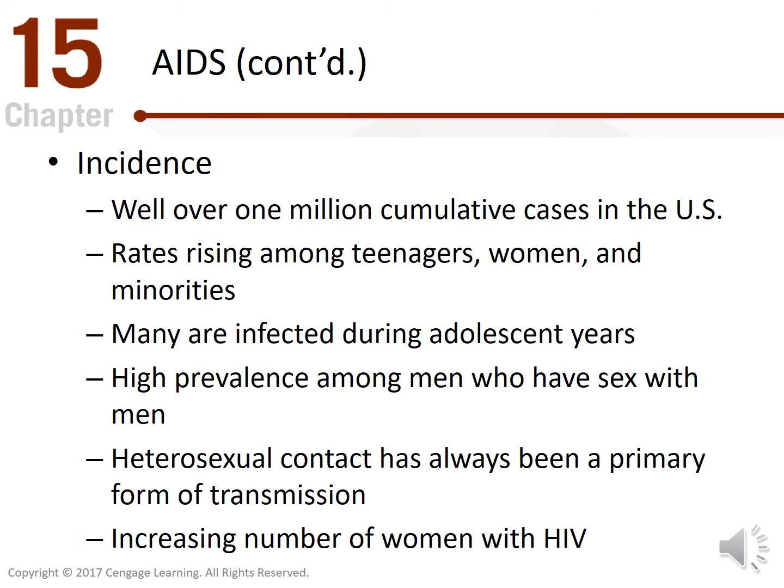Incidence. Well over 1 million cumulative cases have occurred in the U.S. Rates are rising among teenagers, women, and minorities. Many are infected during adolescent years. There is a high prevalence among men who have sex with men. Heterosexual contact has always been a primary form of transmission. There is an increasing number of women with HIV.